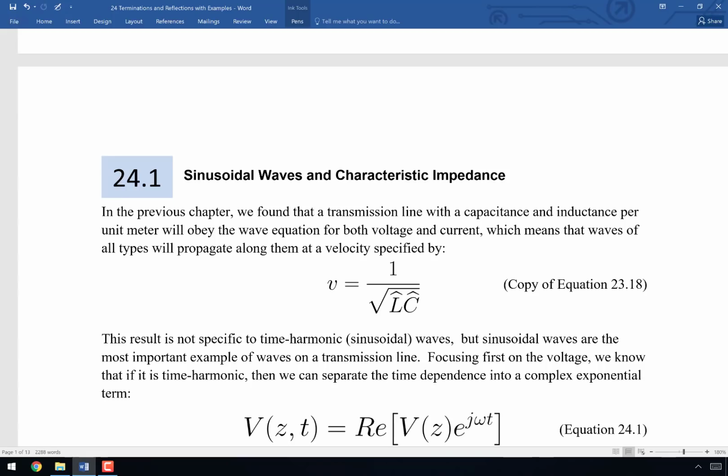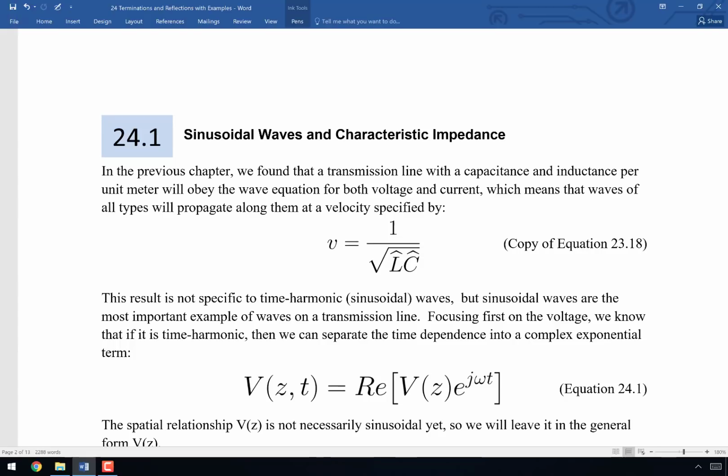So let's talk a little bit about what happens if we send a sinusoidal wave down a transmission line. You'll remember from the previous chapter that we talked about how a transmission line has a capacitance per unit meter. We're going to call that C hat, and the inductance per unit meter, we're going to call that L hat, and how C hat and L hat are essential characteristics of the line, and how we can determine different important things about the line based on L hat and C hat.